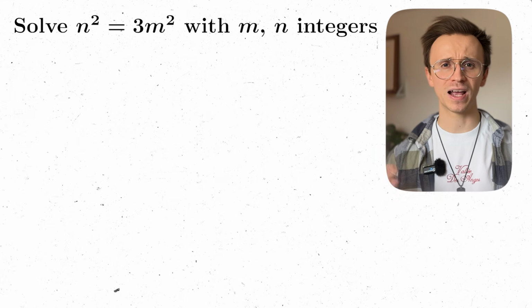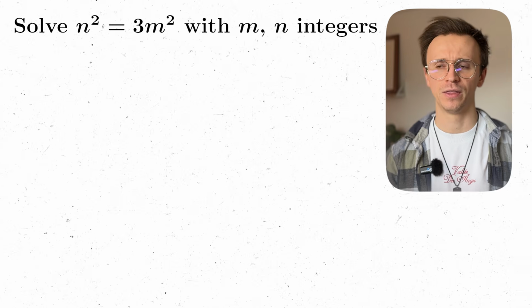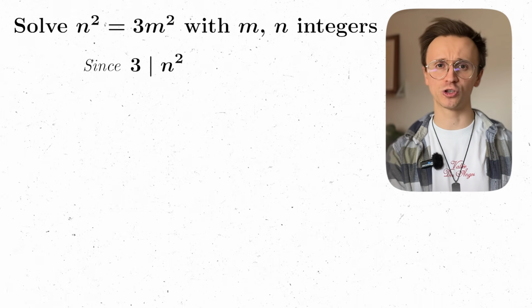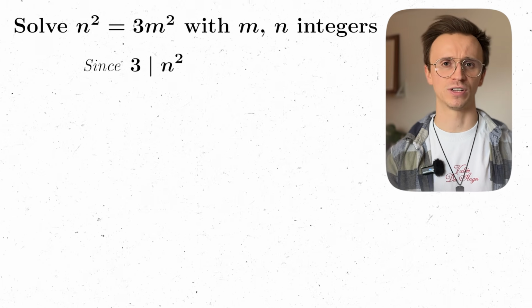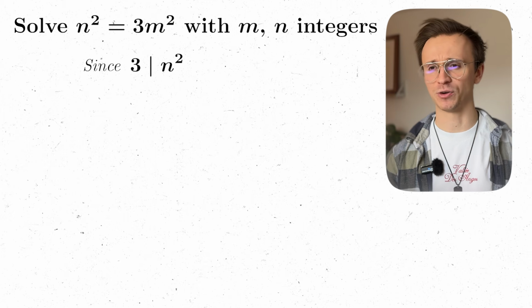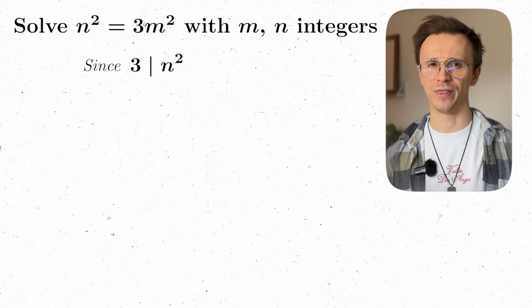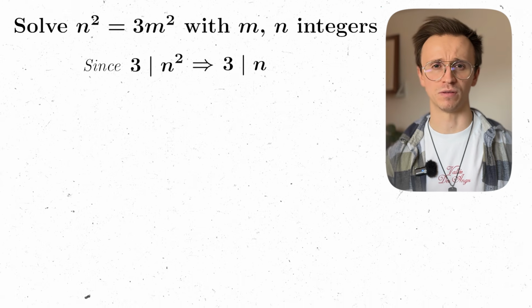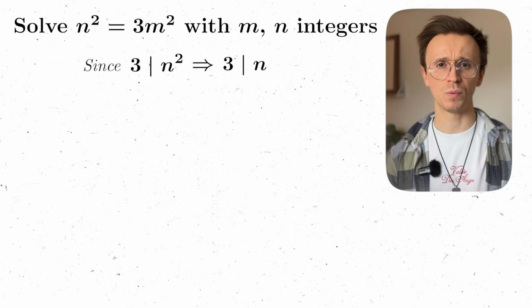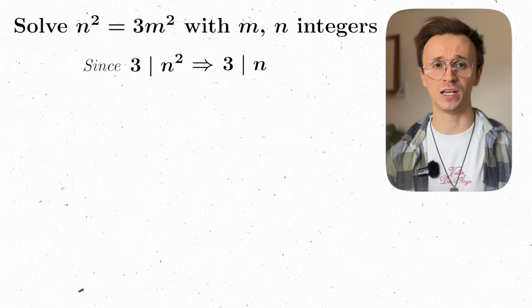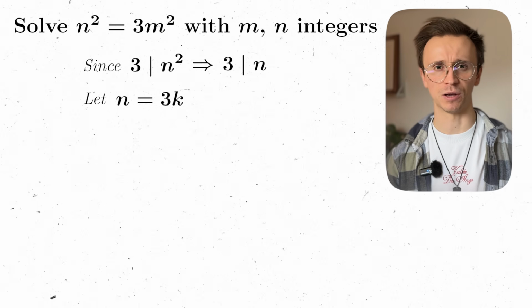Well, because the right-hand side is a multiple of 3, then n squared on the left-hand side must also be a multiple of 3. Got to have 3's on both sides. Now, by prime factorization, since n squared must contain a 3, then n must also contain a 3. It's the only way that works. So what we can actually do, the important part, is we can say, well, n equals 3k.